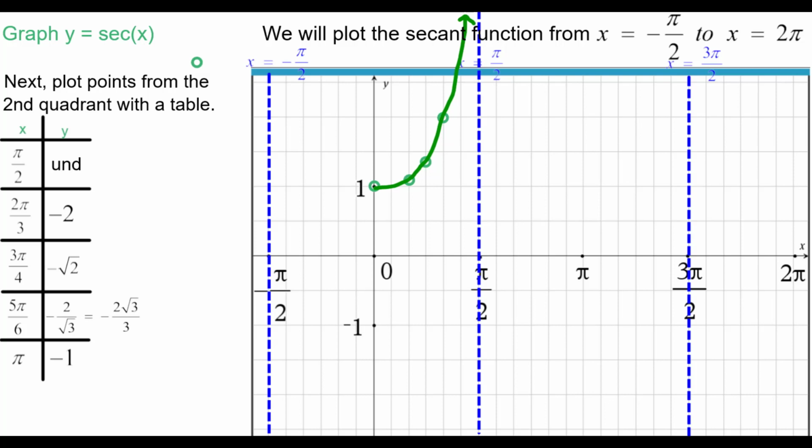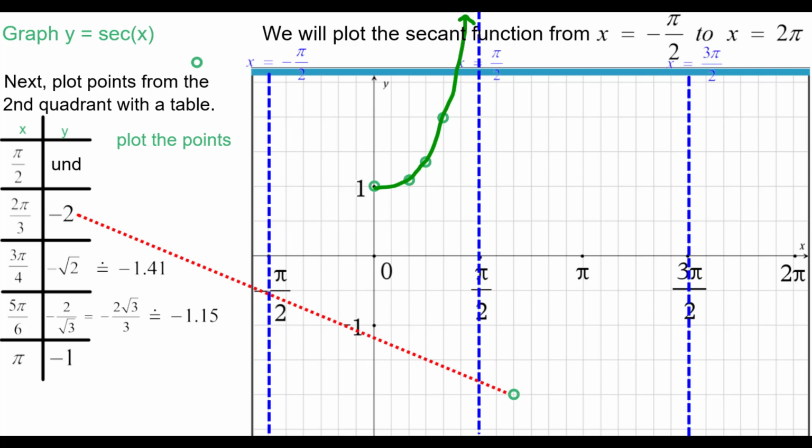These are the values that we got, and then we'll also use decimal approximations. Notice in the second quadrant they're negative. Cosine's negative, secant's negative in the second quadrant. Plotting the points. Pi over 2, it's undefined.